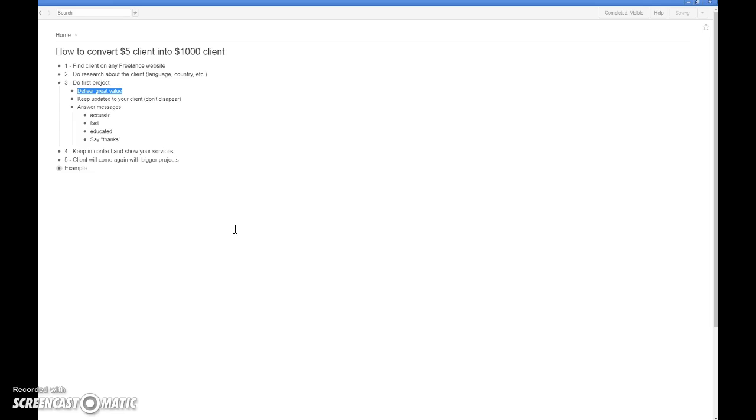Then step 4, keep in contact and show your services. It's supposed to be after you finish your first project. I'm not saying write every day to your client because you will be annoying, but you can write after 1 week and then after 2 weeks, to keep the communication with him, asking him if he needs something, telling him about your services and so on.